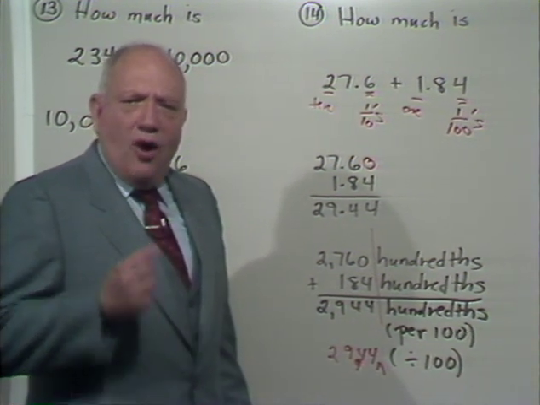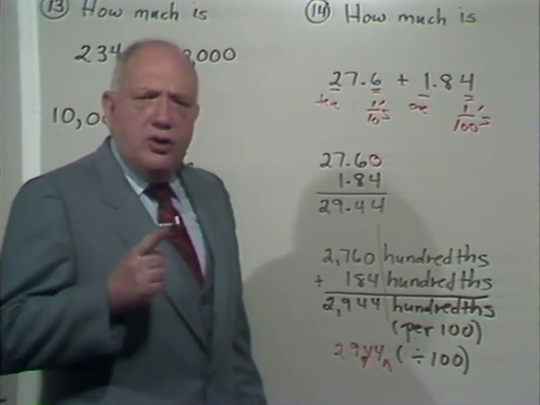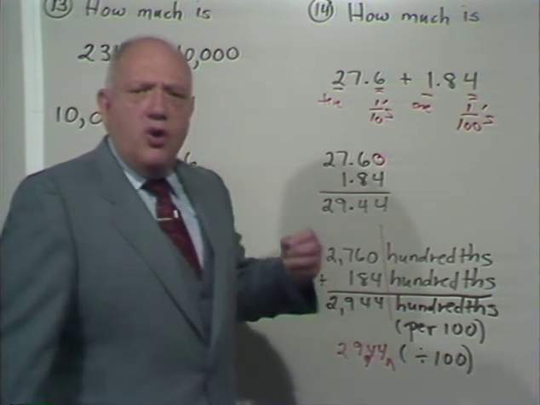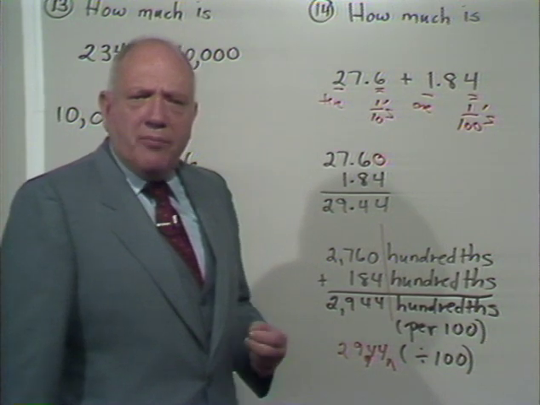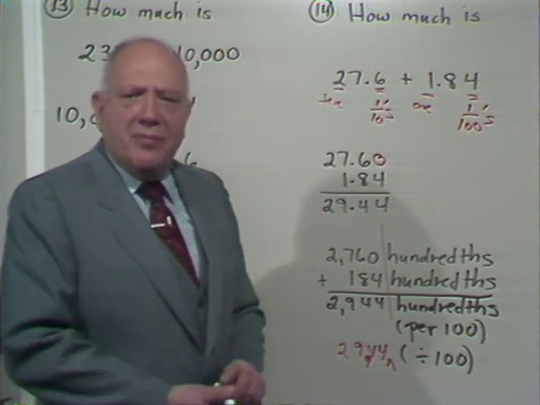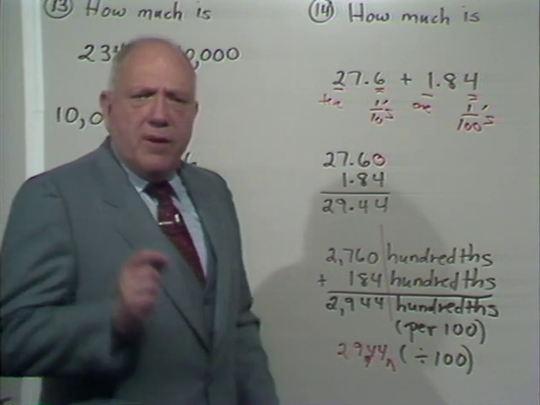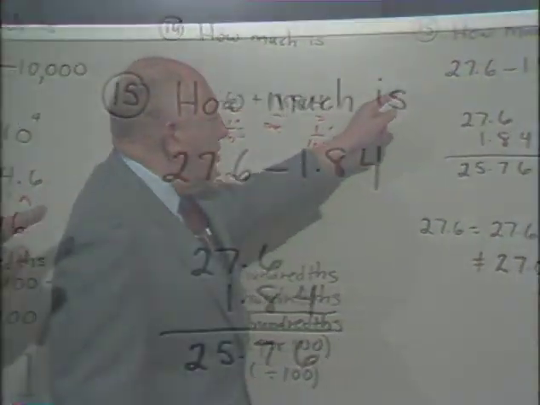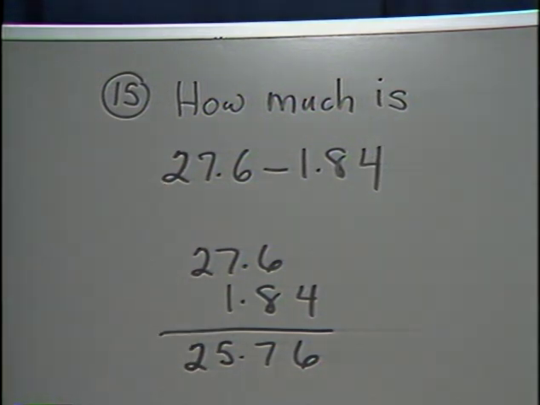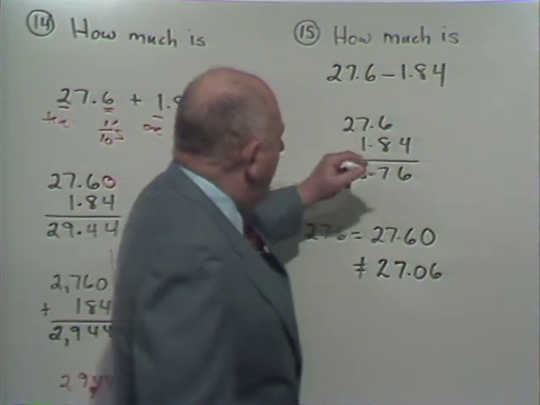But you see the interesting thing here? If you understand whole number arithmetic, once you learn the meaning of the decimal point, you add decimals exactly the same way as you would add whole numbers, because as adjectives, the numbers still mean the same thing. Subtraction is slightly tricky in the sense that when I say to you, how much is 27.6 minus 1.84, that looks very much the same as the problem that we just did. But now, this is very tricky.